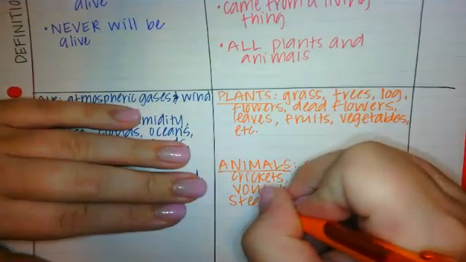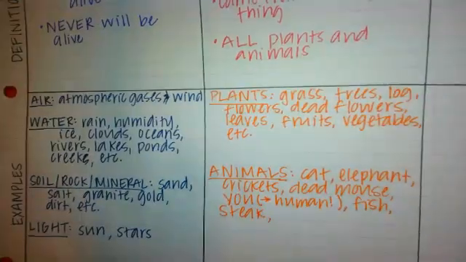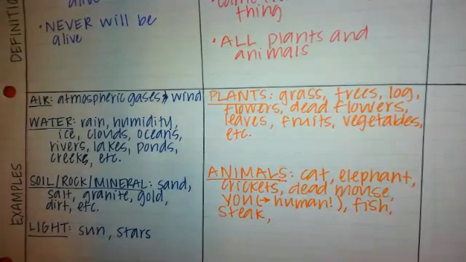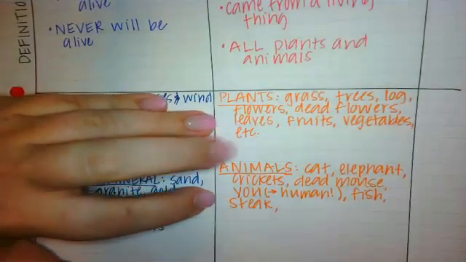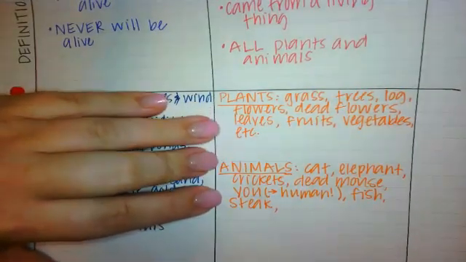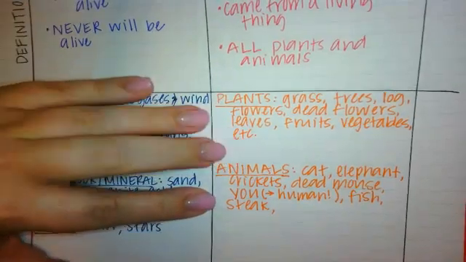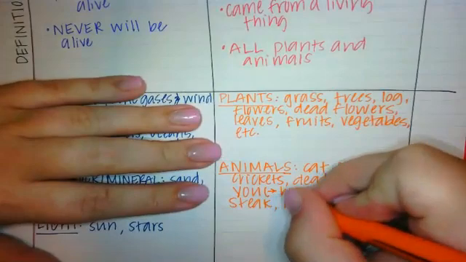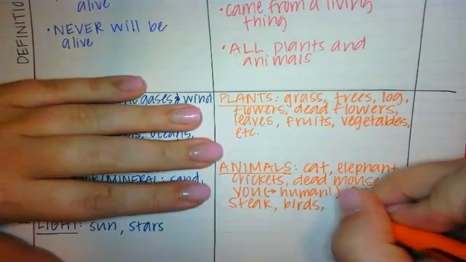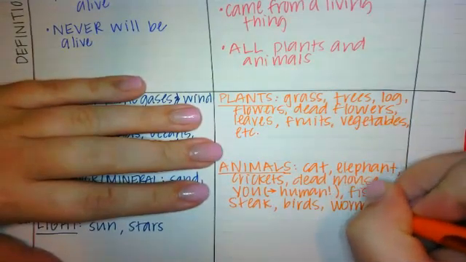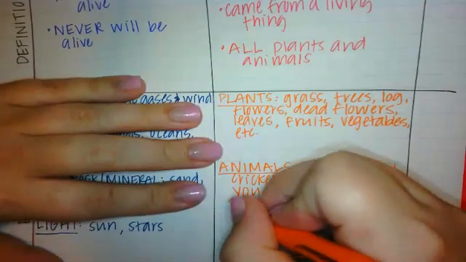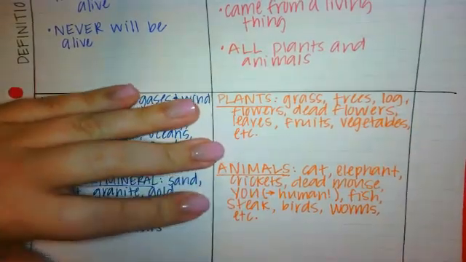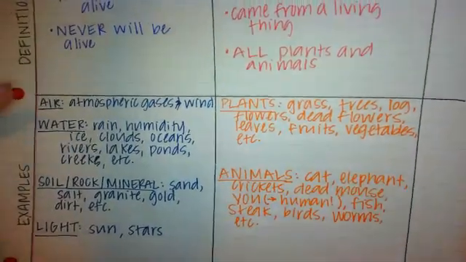Steak. Okay, steak comes from a living thing. Your steak that you eat comes from a cow. So it comes from a living thing. Even though it is not breathing while you're eating it, it is a biotic factor. We're also going to throw in birds, worms, and etc. If you have other things you'd like to add, feel free to add them.